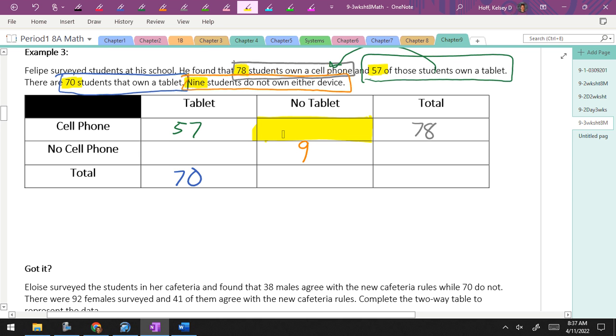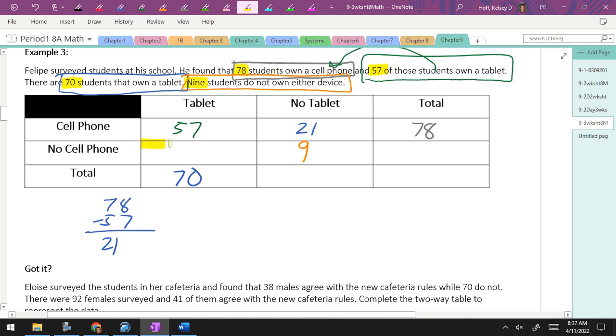Without shouting, by the raise of your hand, somebody walk me through how to fill in the highlighted box I have. Haley: Take the total, and you subtract that by how many people have total. Very good. Because they gave us this total number, she's absolutely right. We're going to take 78 minus 57, and we get 21. So 21 fills in here.